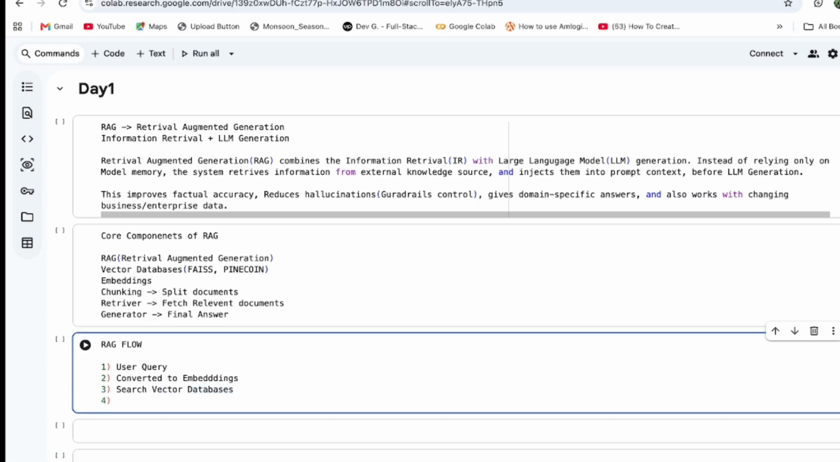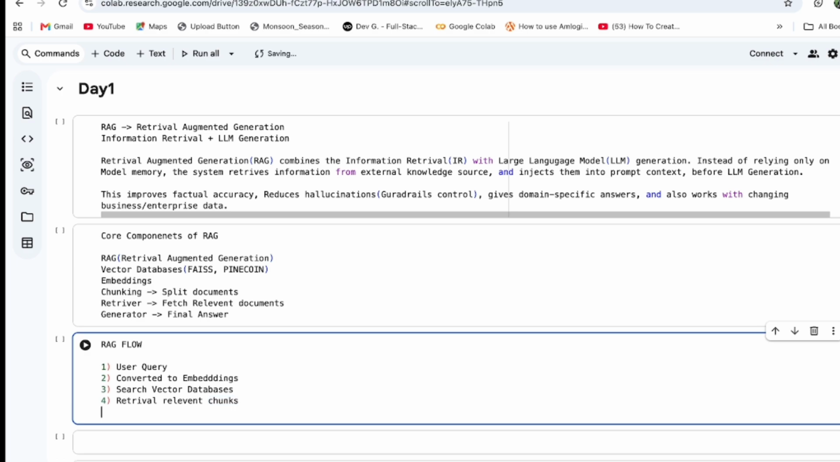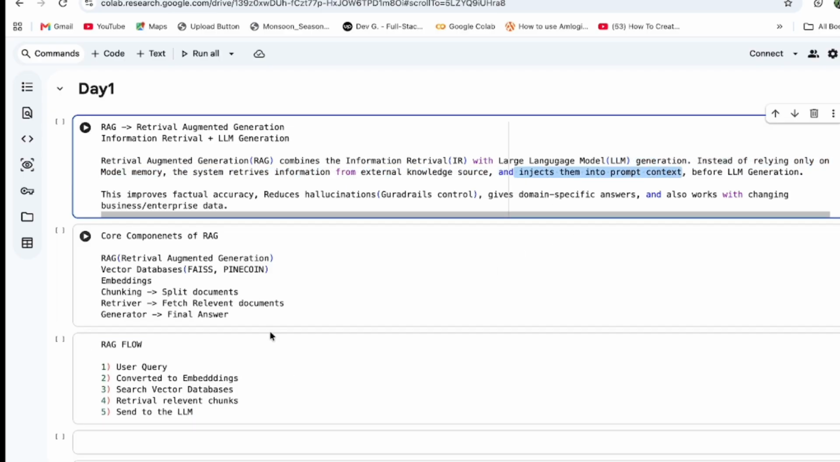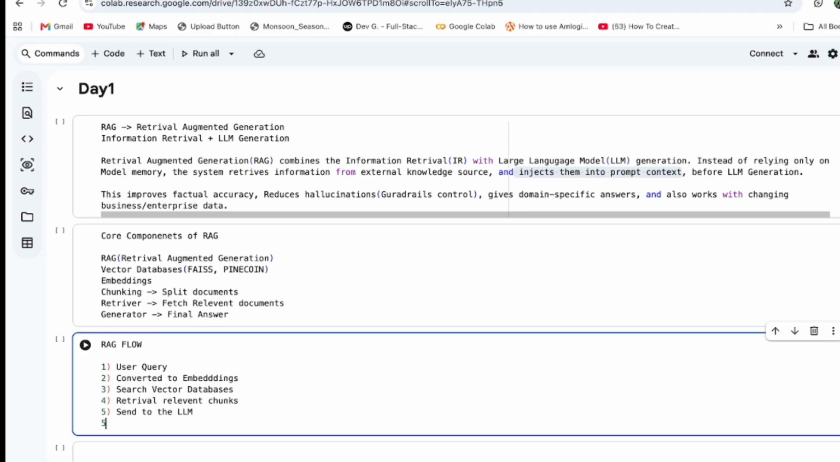The vector database gives us some answer, and we find the keywords of those answers and retrieve the relevant chunk, meaning useful keywords from that answer, and then we send that to the LLM. We inject that into the prompt context and send it to the LLM. Now the LLM gives us the grounded answer, because we have first searched our business data and used some keywords of our business data. This way the RAG system works. Now we will move on to the coding part, or the project part.